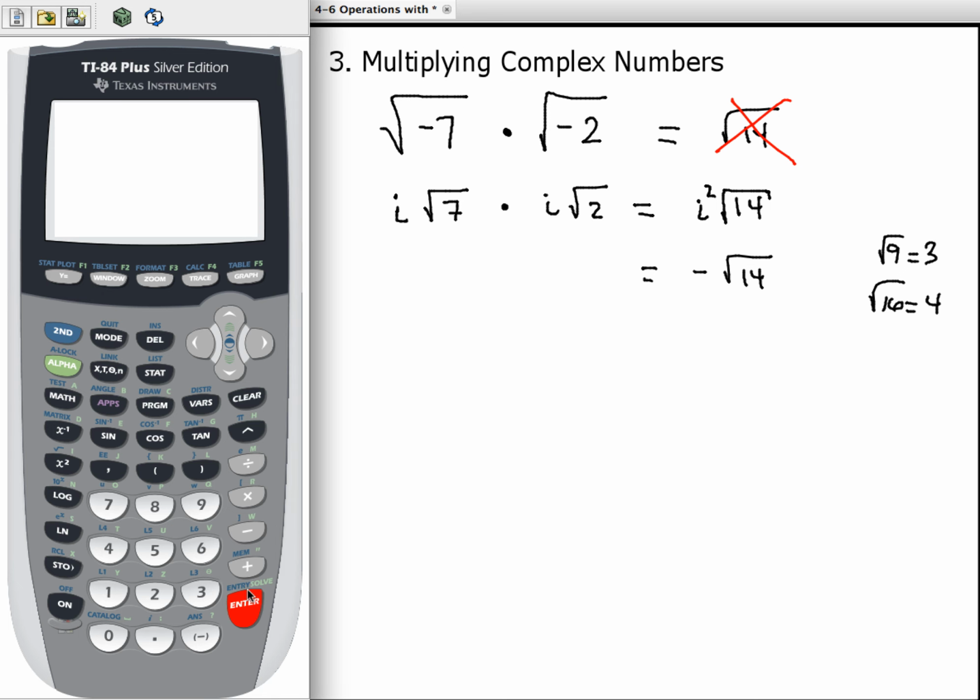So if I just type those two pieces in, check out what it does here. Now it gives us that as an answer. Negative 3.7. So if I were to type in the negative square root of 14, that's what we get.